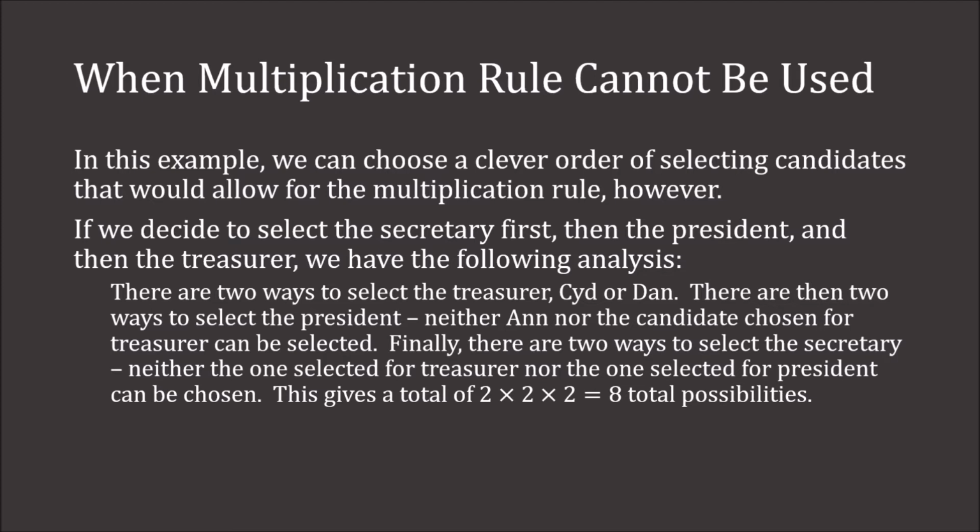Finally, there are 2 ways to select the treasurer. Neither the one selected for secretary nor the one selected for president. This gives a total of 2 times 2 times 2, which is 8 total possibilities, which is what the possibility tree gave us.